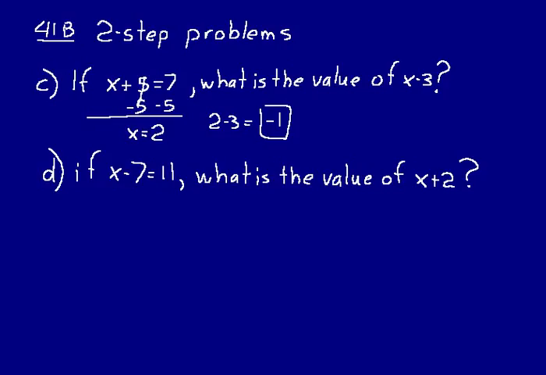Let's do one more. If x minus 7 equals 11, what is the value of x plus 2? Well, we have an equation there, so we can solve that for x. Once we know what x is, then we can substitute it into x plus 2 to figure out what the value of that is. So add 7 to both sides here, and we'd end up with x equals 18. And so what is the value of x plus 2? Well, we would just say 18 plus 2. That's equal to 20. So x is equal to 18, therefore the value of x plus 2 would equal 20.